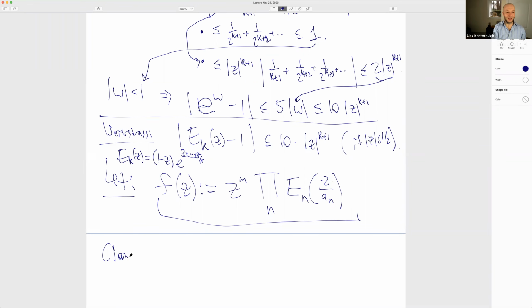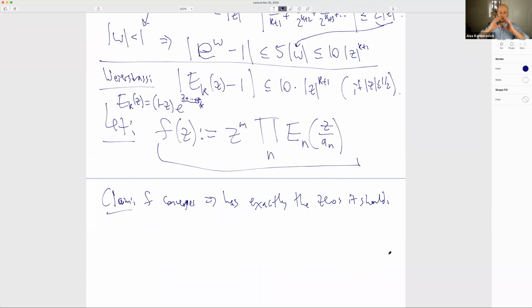And so my claim is that this f converges, and hence has exactly the zeros that it should. Okay, let's see why that's the case. So I'm going to do this ball by ball. So fix some r and let z be in the ball of radius r about the origin.